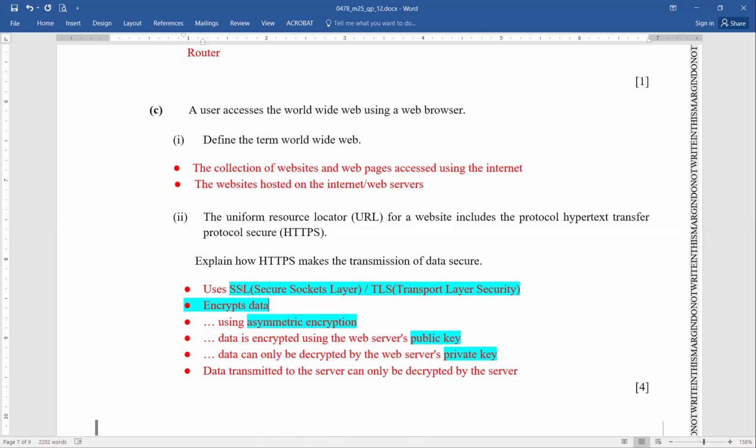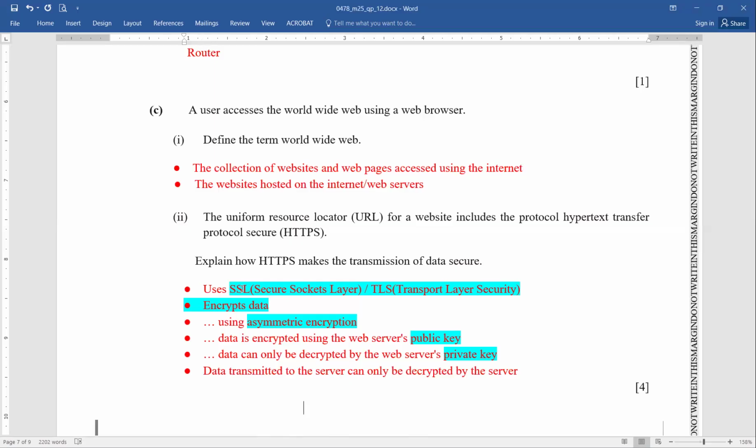And data transmitted to the server can only be decrypted by the server. See, this is how the data will be secured, because it will not be decrypted over the transmission line. It is secure, it is asymmetric, meaning it will only be decrypted on the server's end.